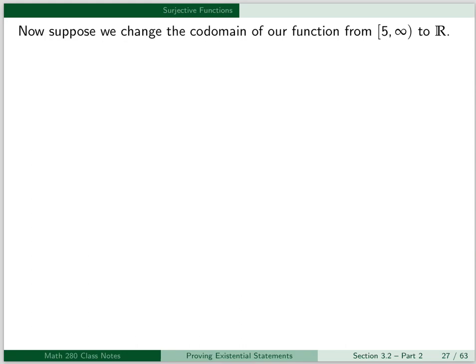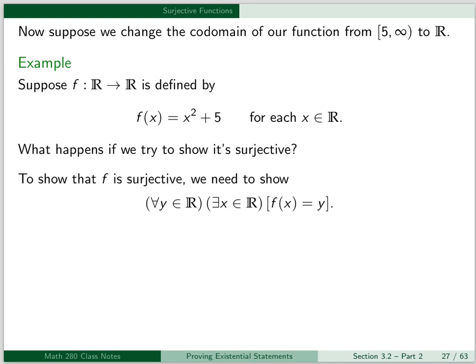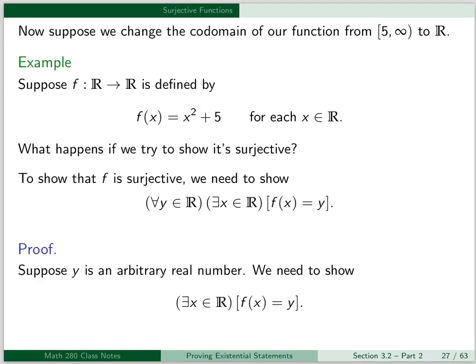Now suppose we change the codomain of our function from the interval from 5 to infinity to the set of real numbers R. So we want to look at the example. Suppose f from R to R is defined by the same formula, f of x equals x squared plus 5 for each x in R. And the question is, what happens if we try to show that it's surjective? To show that f is surjective, we would need to show for all y in R there exists an x in R such that f of x equals y. So for the proof, we suppose y is an arbitrary real number, and we need to show there exists an x in R such that f of x equals y.